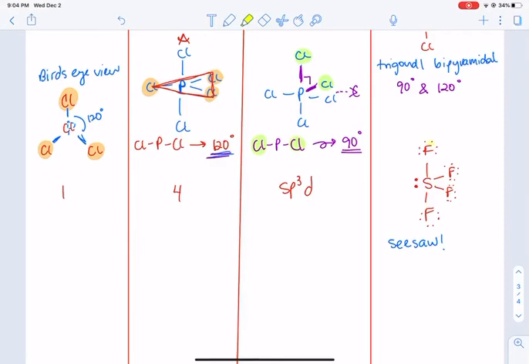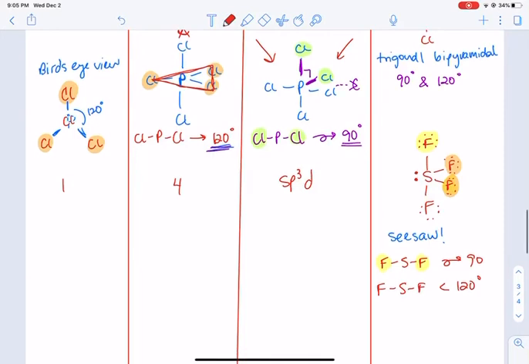So the bond angle between this fluorine and this fluorine, so we've got fluorine, sulfur, fluorine, it could also be between the top fluorine and this fluorine. It doesn't really matter. It's still going to be 90 degrees for the same reason as this one is 90 degrees. But then this fluorine and this fluorine, they're going to have a bond angle that is less than 120 degrees.